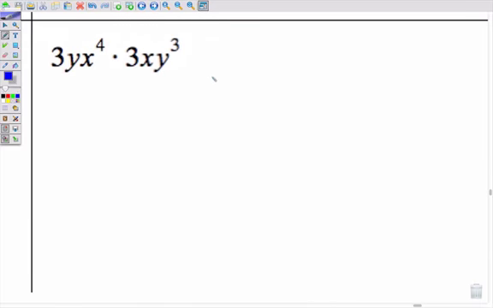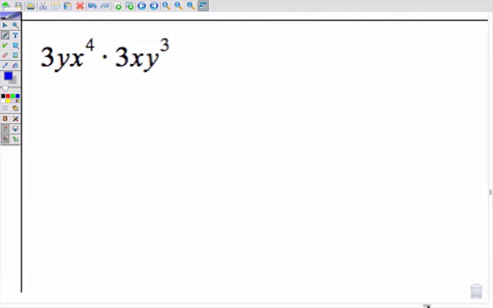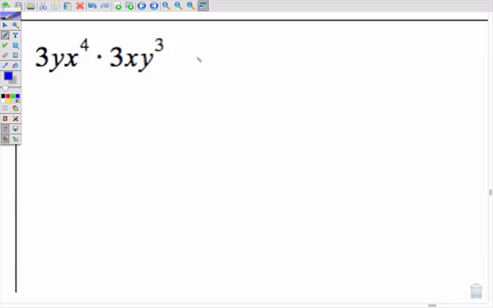Alrighty. The next one has an x and a y. So we're going to expand, and it's going to be really important that we match things up and lump stuff together. So this is 3, that's a y to the 1, and then an x to the 4th, and then that's a 3, that's an x to the 1, and then y to the 3rd.